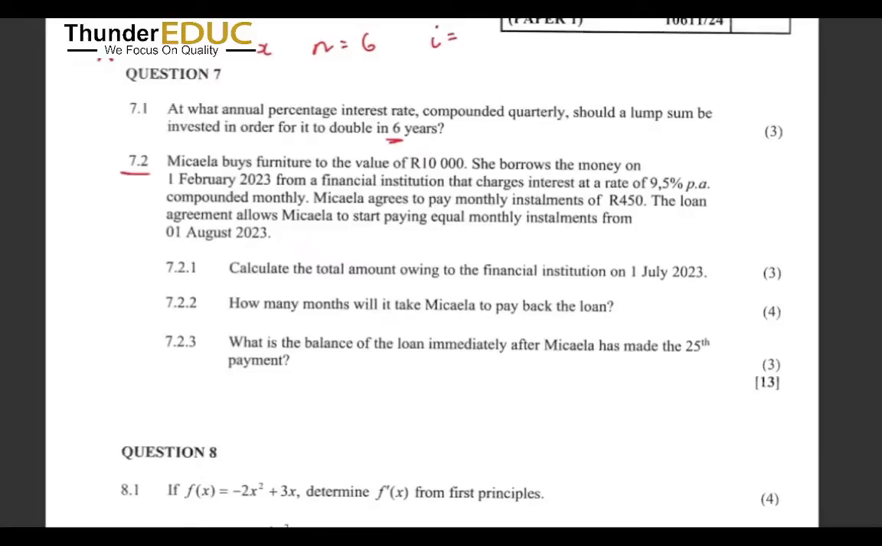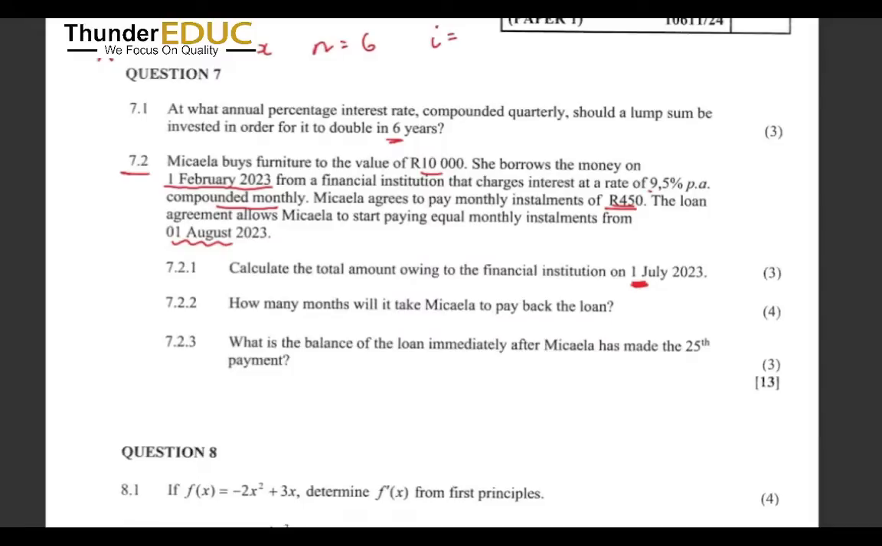7.2, Michaela buys pancha to the value of 10,000 rands. She borrows the money on the 1st of Feb from an institution that charges interest at 9.5% per annum compounded monthly. She agrees to pay installments of 450, and the loan agreement allows her to start paying equal monthly installments from the 1st of August. Okay, so how much is she owing on the 1st of July? So we need to know how many months are there between the 1st of February and the 1st of July.